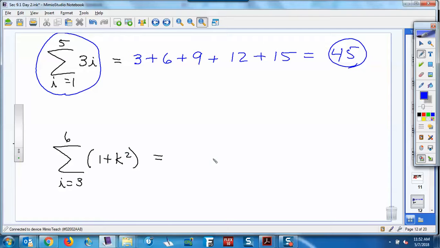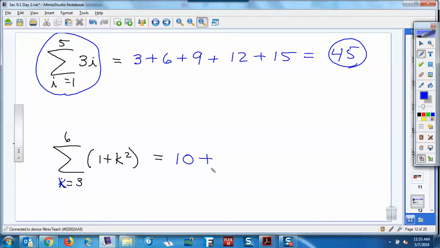Okay, let's do this one. Oh, now I can see I messed that up already. This shouldn't happen. If that's a K there, this should have been a K down here. I'm just showing you it might not have an I. It might be some other letter. Now notice it starts at 3. That's fine. That's our starting point. So we put a 3 in for K. What do we get? 10.